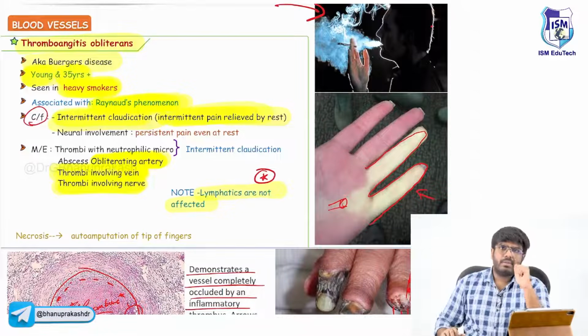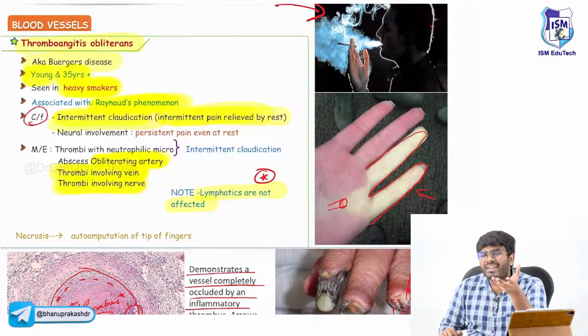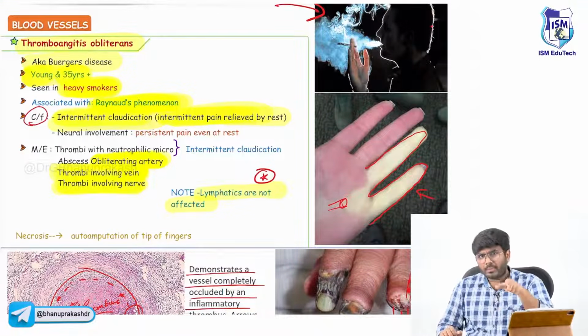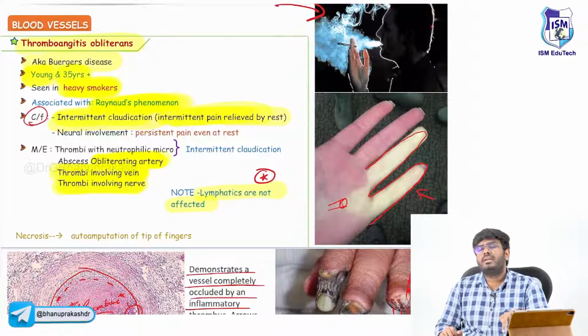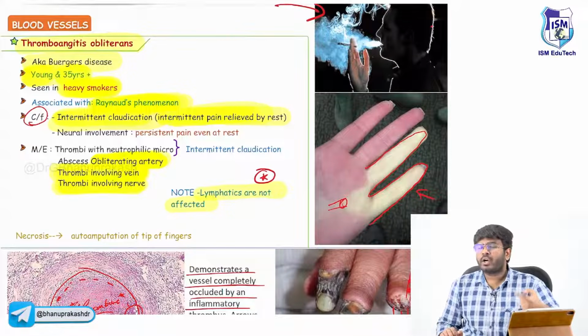Done, sir. Now, in which type of vasculitis have we studied the flea-bitten appearance of the kidneys? The flea-bitten appearance of the kidneys is seen with polyarteritis nodosa. Done, sir. Auto-amputation is seen with Buerger disease. Buerger disease is also called thromboangiitis obliterans, associated with Raynaud's phenomenon, seen in heavy smokers.